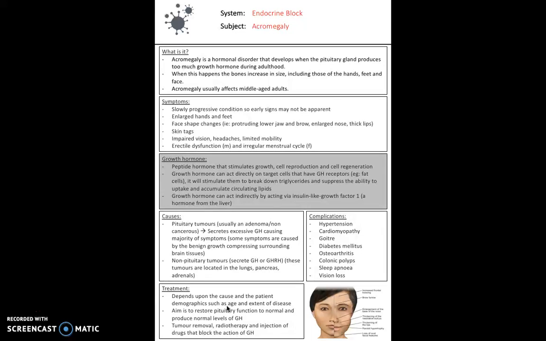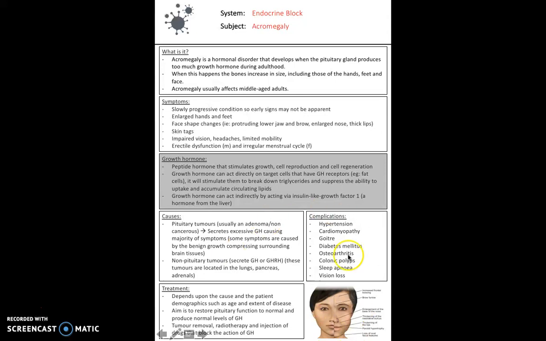So the causes of acromegaly could be a pituitary tumour, for example a pituitary adenoma, which is non-cancerous and secretes excessive growth hormone, causing pretty much all of the symptoms we've just discussed. Alternatively, you can have a non-pituitary tumour which still secretes growth hormone. These tumours are located in different parts of the body, including the lungs, the pancreas and the adrenal glands, but either way they're producing that growth hormone which is causing this acromegaly.